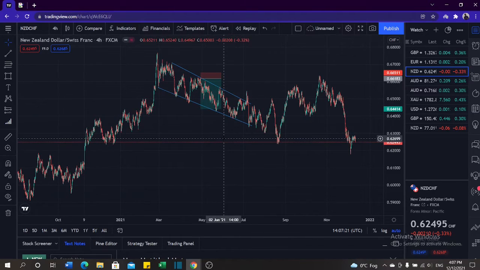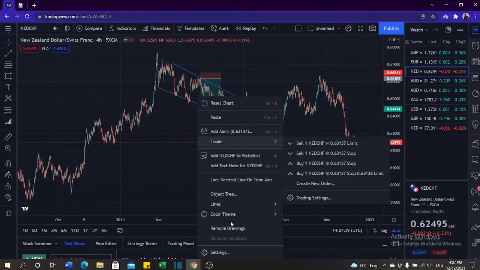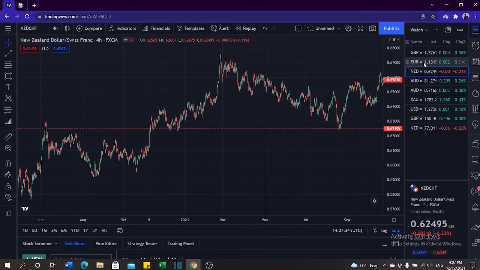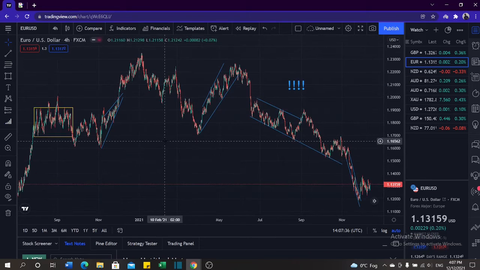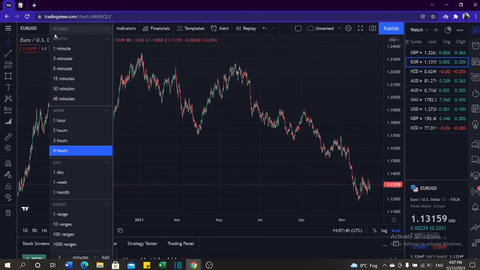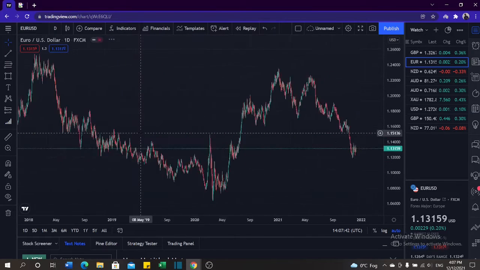See, a trend line is good enough when it touches two or more points. The more points it touches, that means the trend line is more perfect. We'll use another pair to show you what I'm talking about. I'm going to use EUR/USD just to show you a brief example. I can go to the daily time frame.